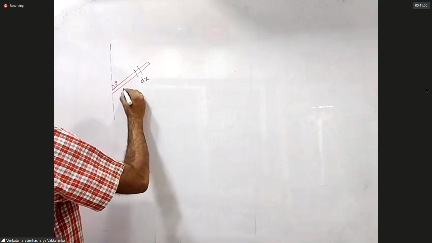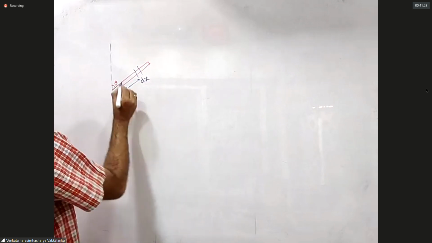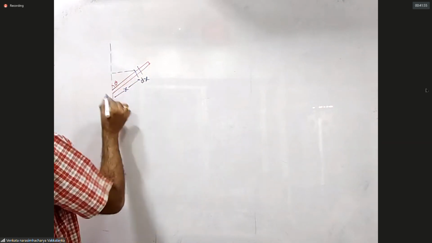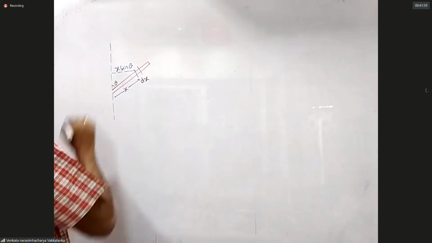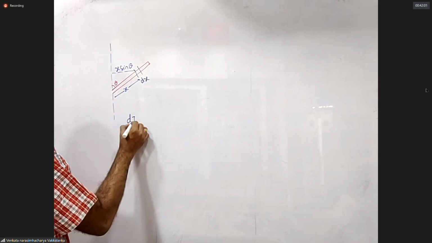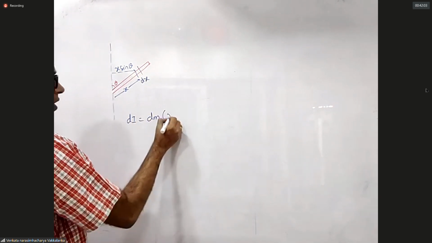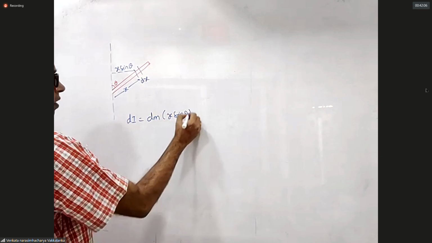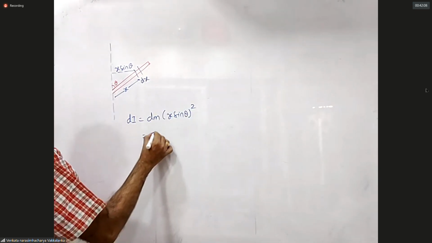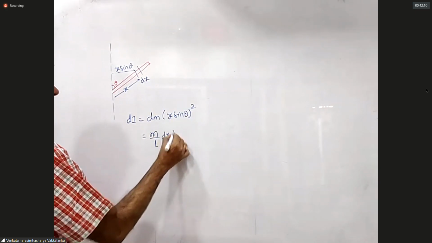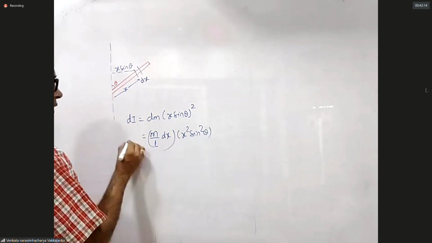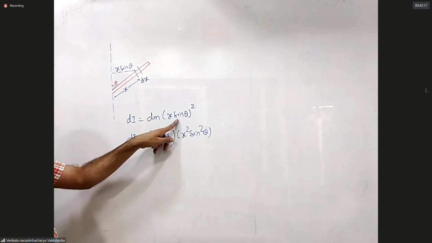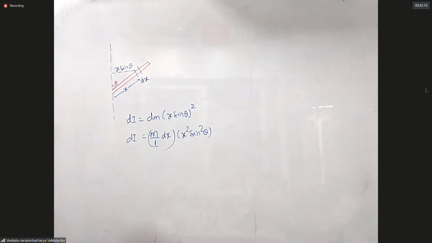Consider this element dx at a distance of x. The distance from the axis is x sine theta. dI is equal to dm into x sine theta whole square. Mass per unit length into dx, unitary method. x square sine square theta. M i x i square, first definition of moment of inertia.